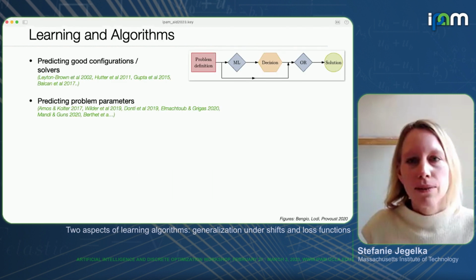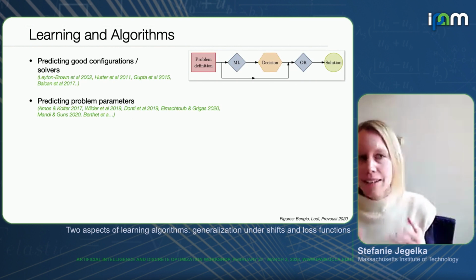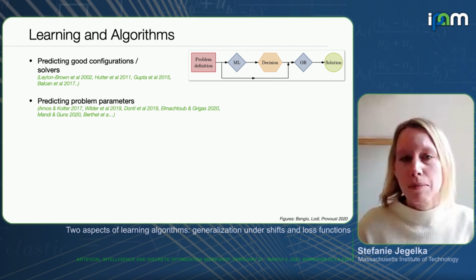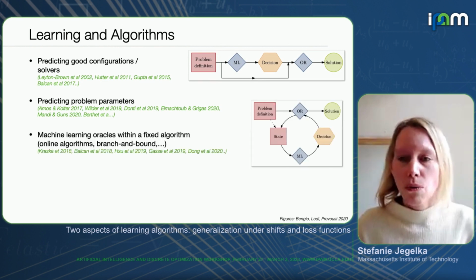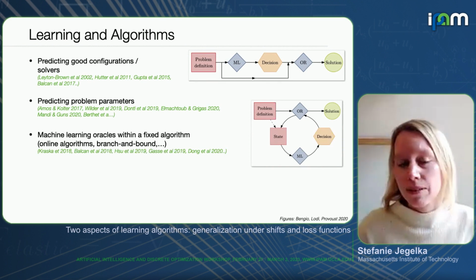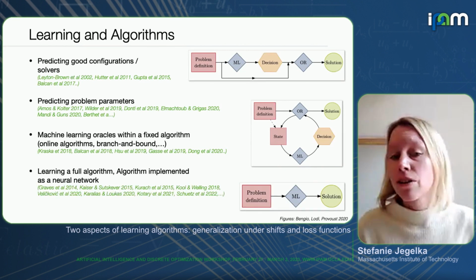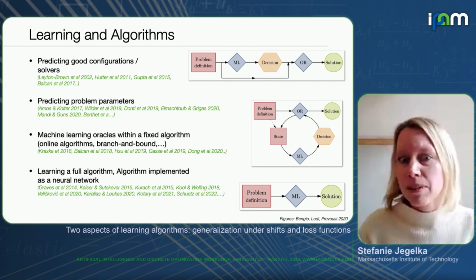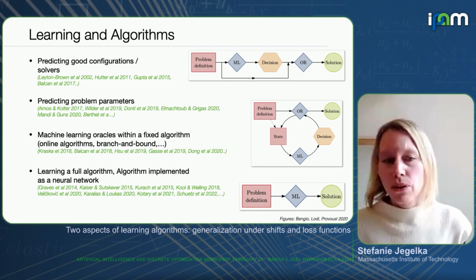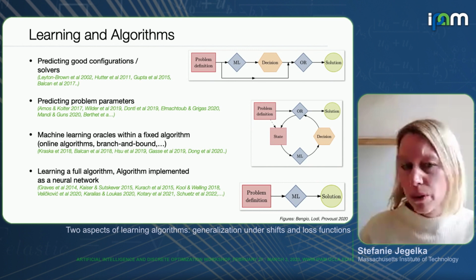All right. So, we are all talking about learning and algorithms here, and this can happen in a number of different scenarios. So we may be just predicting configurations of solvers, we may be predicting problem parameters, or using a machine learning routine somewhere within an optimization solver, or we may actually, that's the last one here, learn a full algorithm. So basically replace the optimization algorithm with a neural network, for instance. So my talk will mostly focus on the last one, learning a full algorithm, but I think it's very related to the third one as well.